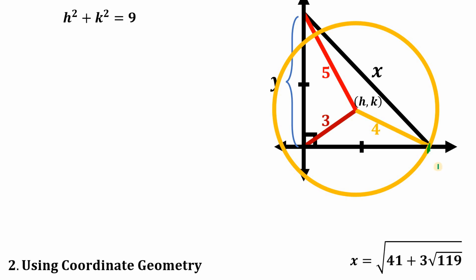Now, let's have another circle with a radius of 4 with a center of (h, k), and now using this point with a coordinate of (y, 0). Therefore, the equation of this circle must be (y minus h) raised to the power of 2 plus k squared equals 4 squared, simply equal to 16.